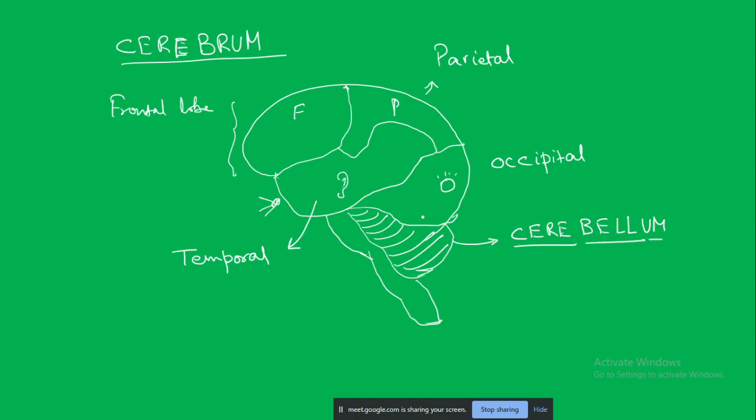So we have the four parts of the cerebrum. One is the cerebellum, and this one is known as the medulla, medulla oblongata.